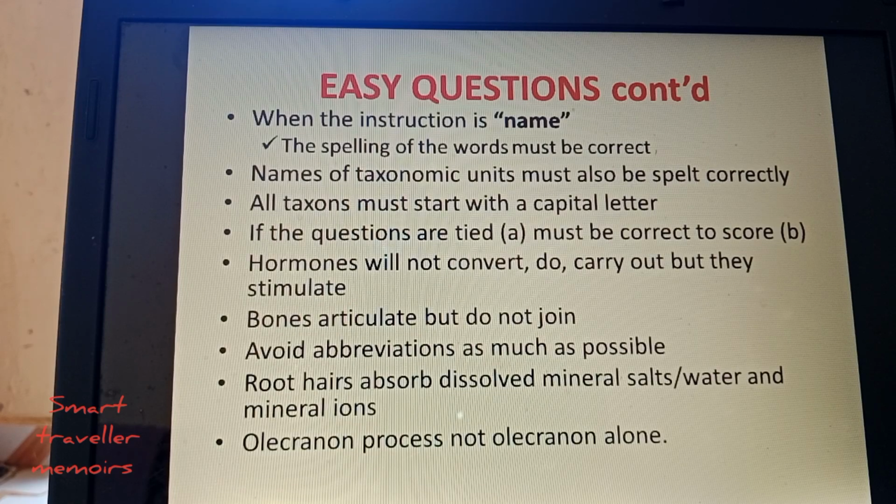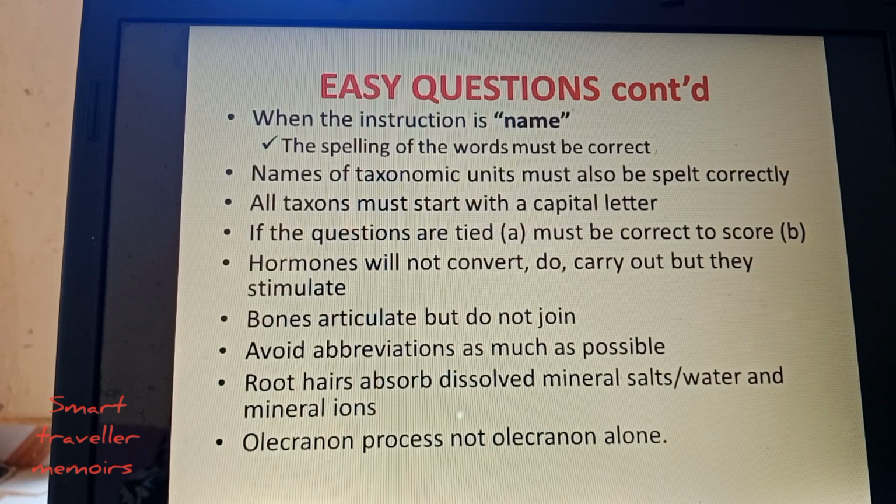When the instruction is name, the spelling of the words must be correct. Names of taxonomic units must be spelled correctly. All taxa must start with a capital letter. If the questions are tied, A must be corrected to score B.